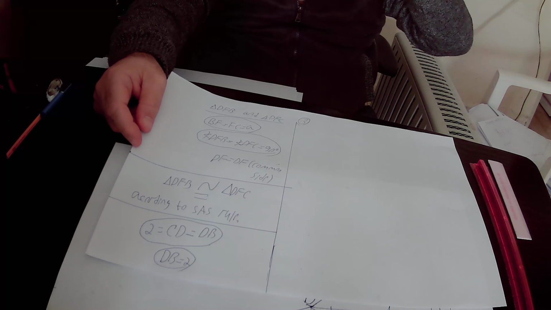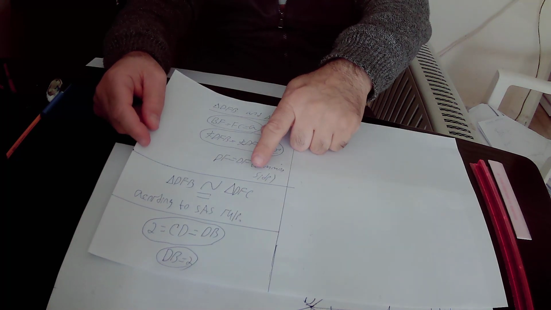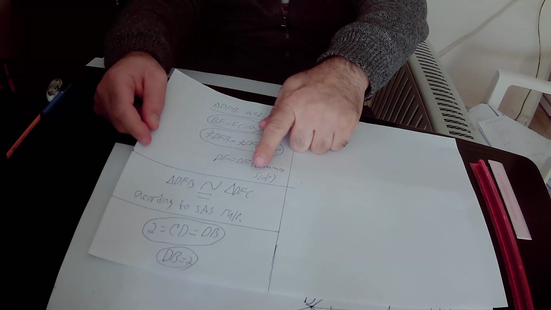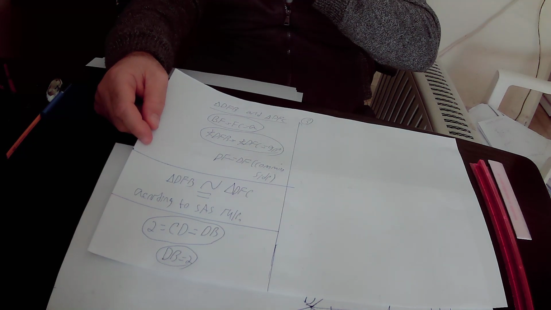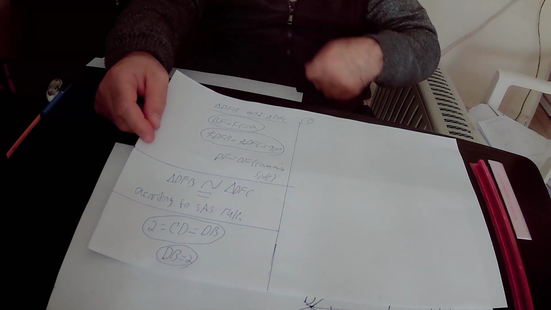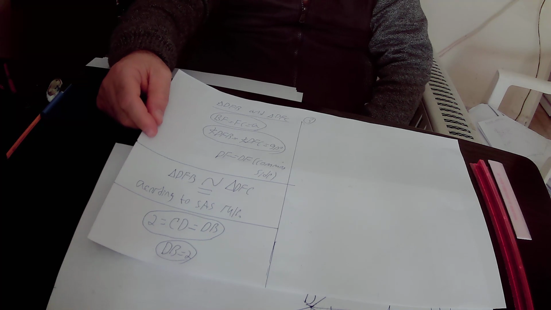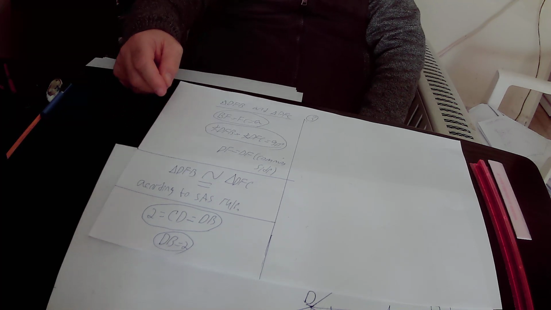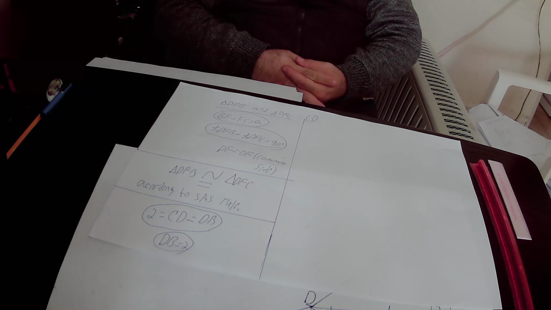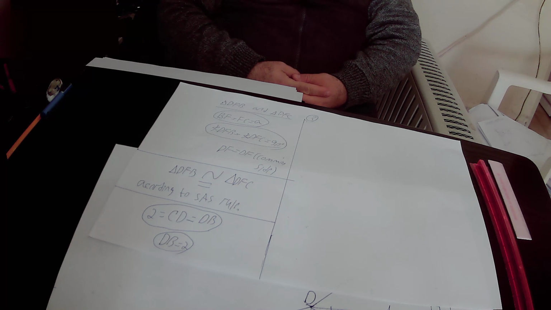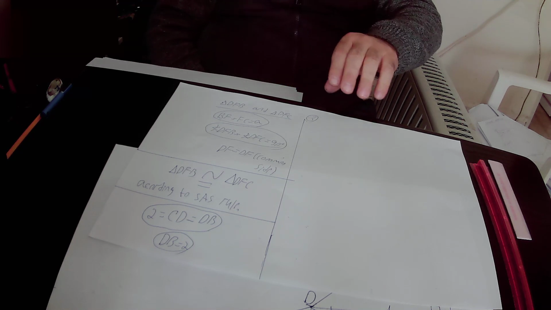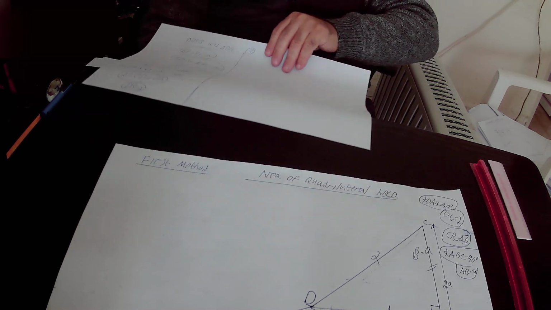So we proved that triangle DFB can go into triangle DFC according to the side angle side rule. Okay, what is the side angle side rule? If we prove that two sides and the angle between those two sides in one triangle can go into two sides and the angle between those two sides in another triangle, then you proved that those two triangles can go into each other according to the side angle side rule.